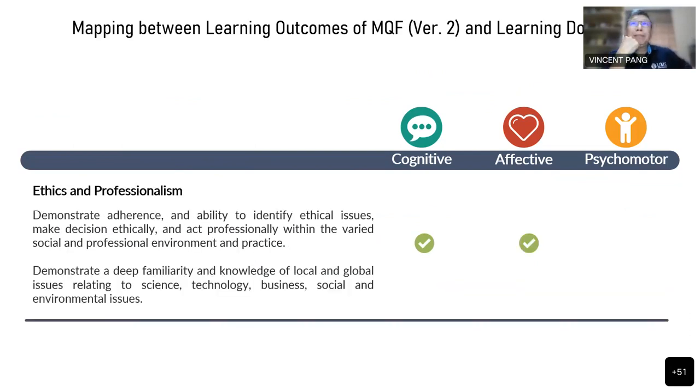Ethics and professionalism is, most people will put this under affective, but there's a cognitive domain inside because you have to know what is allowed, what is not allowed. Knowing what is allowed, what is not allowed, what is recognized by the profession, what is not, is a low level of cognitive domain.